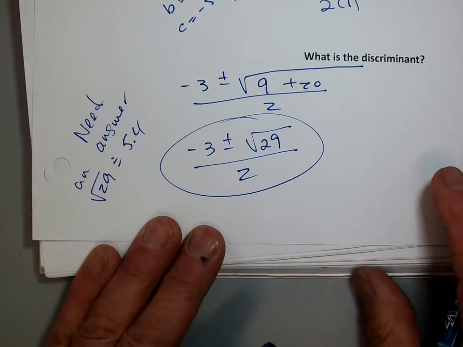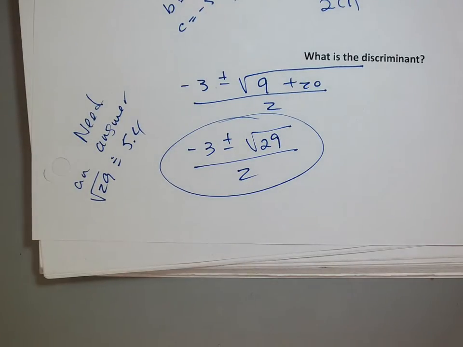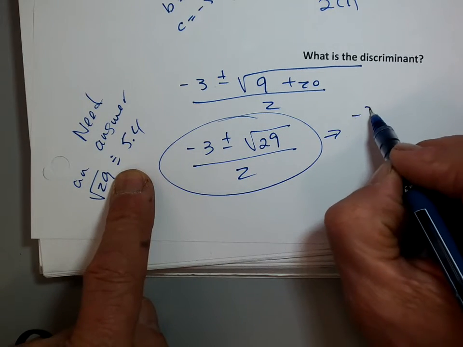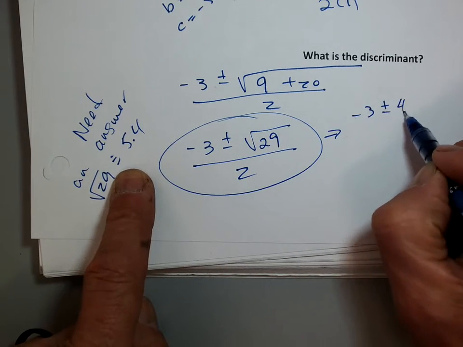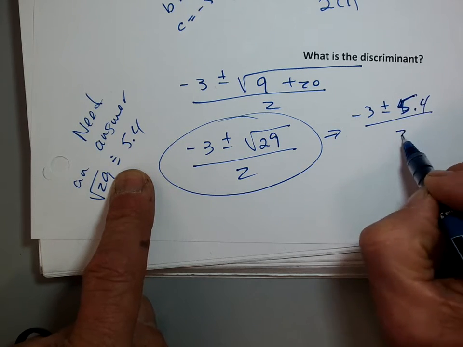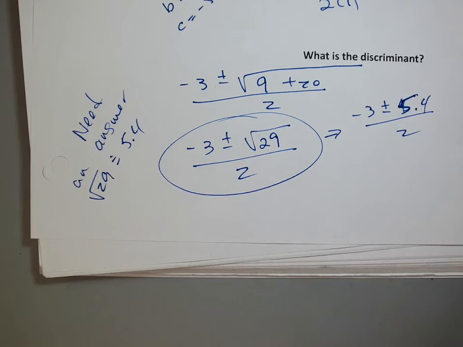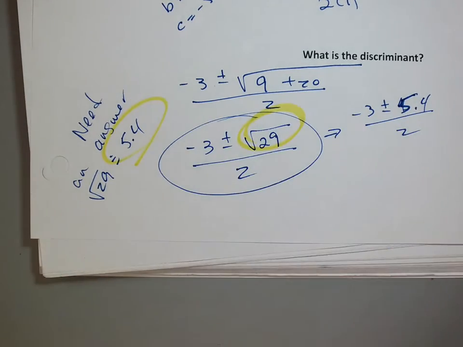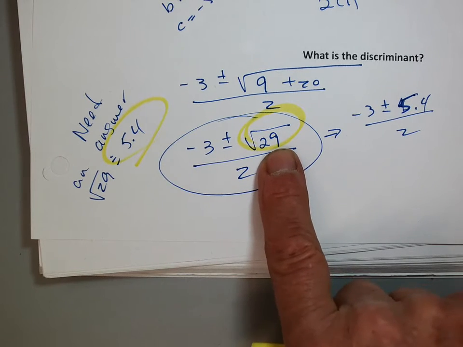I like that answer. But let's say we actually want to find out, for instance, the zeros, where it hits the ground, or something like that, some real thing. So I'd have to find out what this is. So I'd have negative 3 plus or minus 5.4, my bad, 5.4 over 2. So if I need a real answer, square root of 29 is 5.4. See what I did? I just used my calculator.